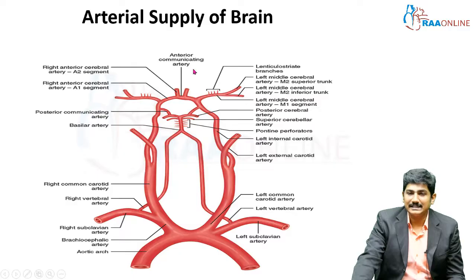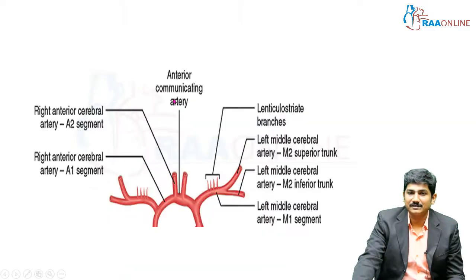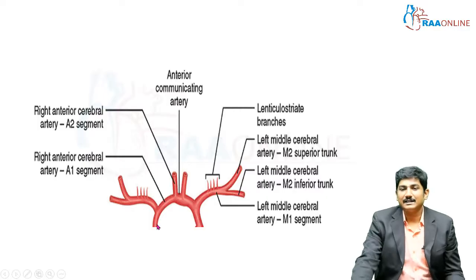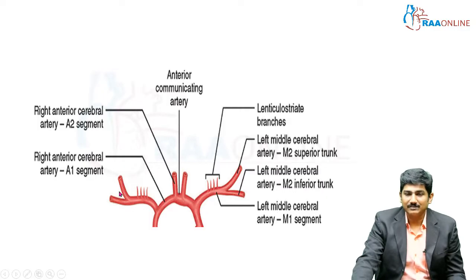So when the internal carotid artery enters the skull, it gets branched into the anterior cerebral artery and the middle cerebral artery. Okay, I'll just zoom into this segment of the picture. Once the internal carotid artery enters the skull, it branches into this segment, which is called the middle cerebral artery, and this segment is called the anterior cerebral artery. So this is the middle cerebral artery, this is the anterior cerebral artery.